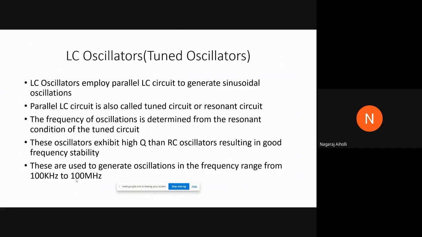These oscillators exhibit a high quality factor. When the quality factor is high, the distortion will be less and the stability will be high, resulting in good frequency stability. These LC oscillators or tuned oscillators are used to generate frequencies in the range of 100 kHz to 100 MHz.